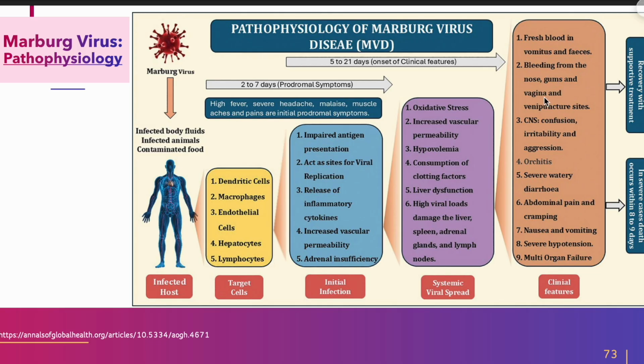bleeding from the nose, gums, vagina, venipuncture sites, and the CNS, which is the central nervous system. It goes to the central nervous system causing confusion, irritability, and aggression. Arthritis, severe watery diarrhea, abdominal pain, cramping, nausea, vomiting, severe hypertension, and multi-organ failure that lead to death. So in severe cases, in about 8 to 9 days, just 8 to 9 days, people collapse and die.